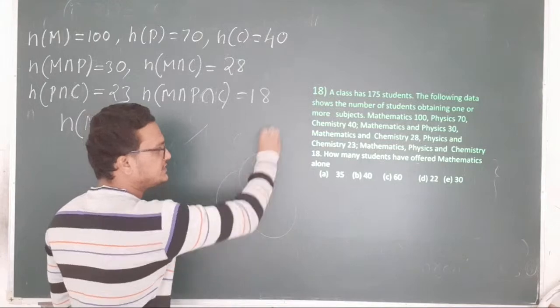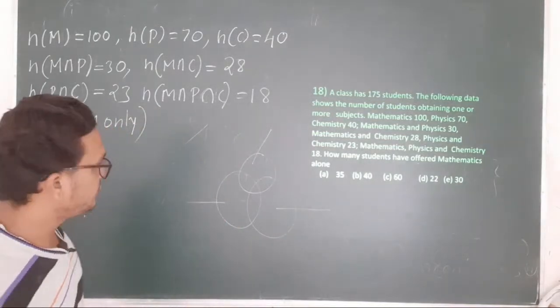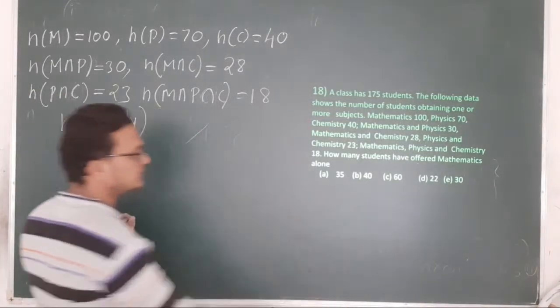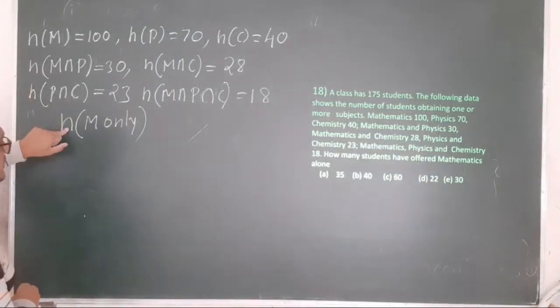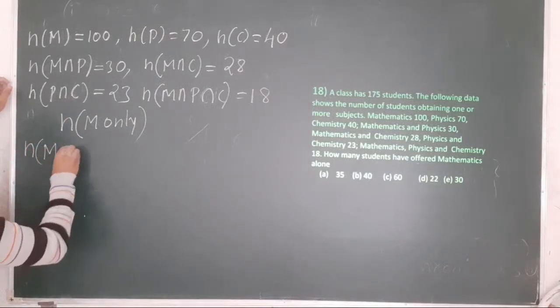Then I had given this: A only, B only, C only. I hope you remember those formulas. Among them, you have to use one formula. So I will write, it is M only. The formula is N of M only.